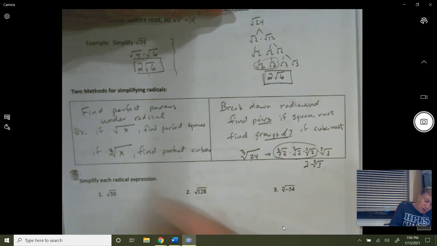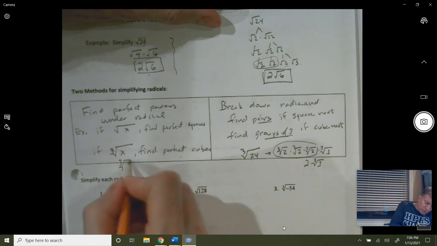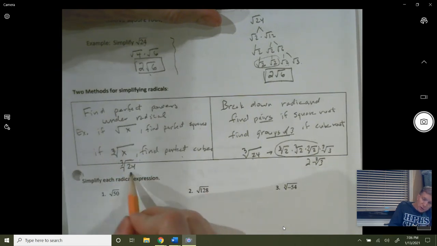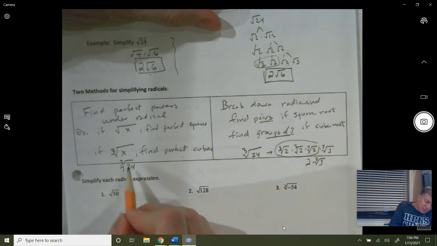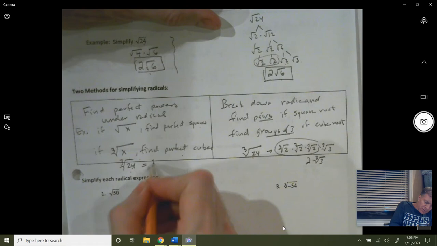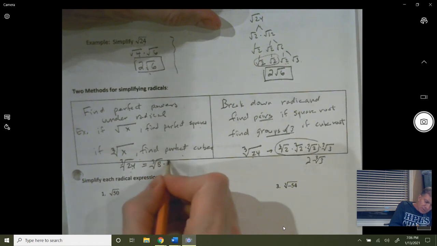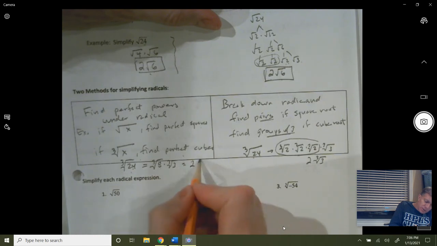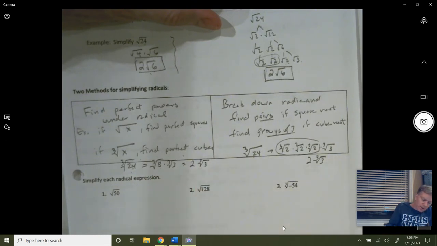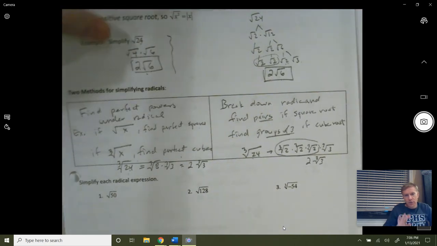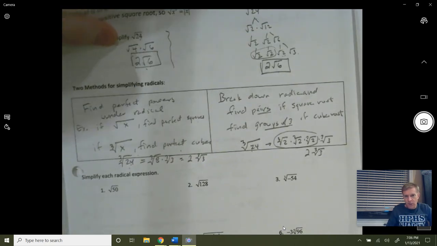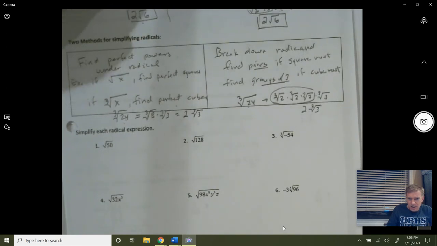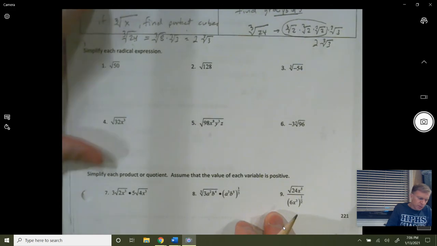Method 1 over here, if that was the cube root of 24, you're looking for perfect cubes in 24. Hopefully you recognize 8 is a factor of 24, and 8 is a perfect cube. So you could say the cube root of 8 times the cube root of 3. The cube root of 8 is 2, so you get 2 times the cube root of 3. If you feel good and you want to practice these problems, go ahead and do the problems on this page. I'm going to go through all of them fairly quickly, but I'm going to explain them.